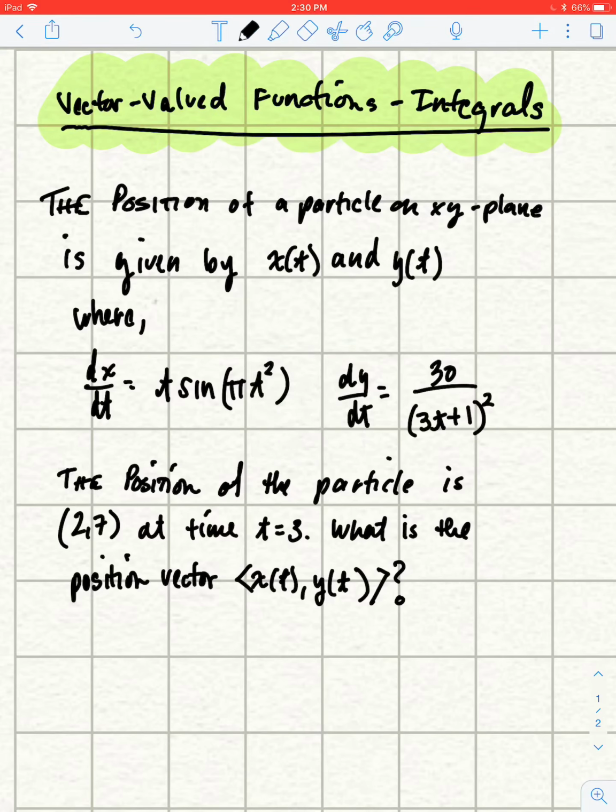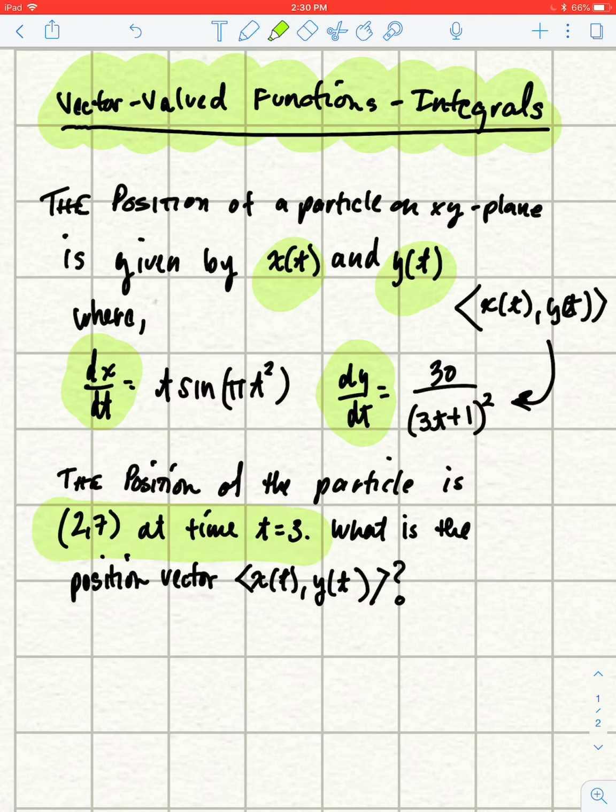Again, here the position of a particle on the xy plane is given by x of t, y of t, and then they give you dx/dt and dy/dt. So they're kind of giving you the derivatives of those functions. Remember how our notation would be x of t, y of t. So what they did is they took the derivatives and got that. We want to go backwards. We want to go and get the position function.